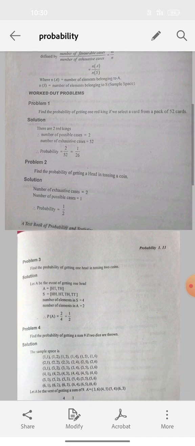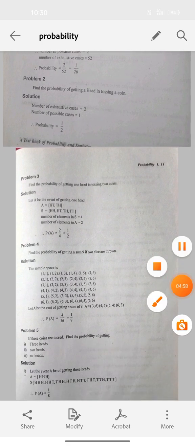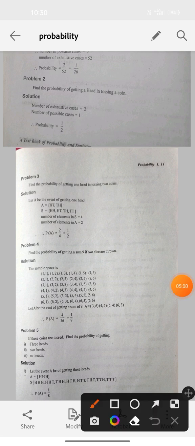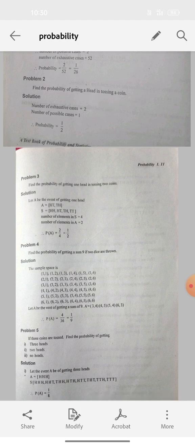Now going to the second problem. Find the probability of getting a head in tossing a coin. When a coin is tossed, you will notice that it may get a head or a tail. So the exhaustive cases are two in total. But for getting exactly the head, you have only one chance. So the favorable case is one and the total cases are two. So number of favorable cases by exhaustive cases is nothing but 1 by 2. That is how you will get the answer.